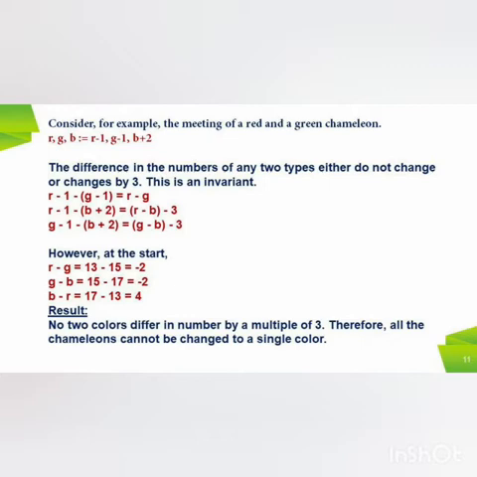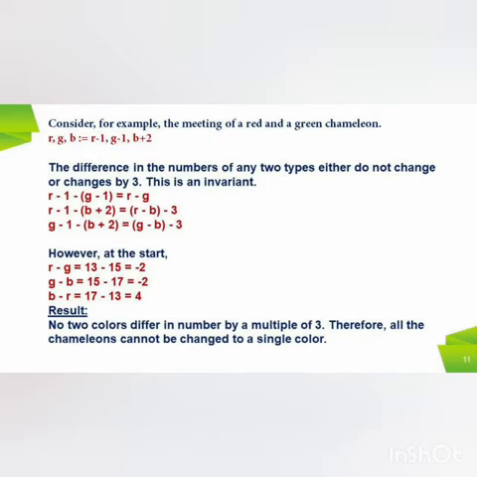R minus 1 minus of G minus 1. When we remove this bracket, we will get R minus 1 minus G plus 1. Now, minus 1 and plus 1 will be cancelled. Then we will get R minus G as the result. Similarly, let us take the red and blue combination. Then R minus 1 minus of B plus 2. When we remove this bracket, we will get R minus 1 minus B minus 2. Here minus 1 and minus 2 will become minus 3. Then the result is R minus B minus 3.